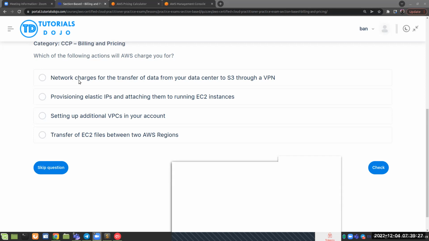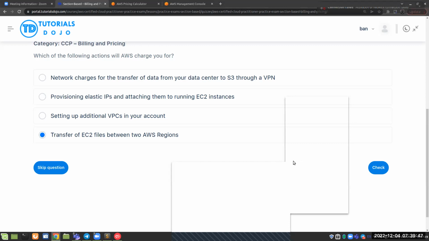So you say A is a no then, right? No, it's a no. Okay, you said this. So what about provisioning elastic IPs and attaching them to running EC2 instances? So everyone agrees with D. Yes. Okay, so then let's check and see.